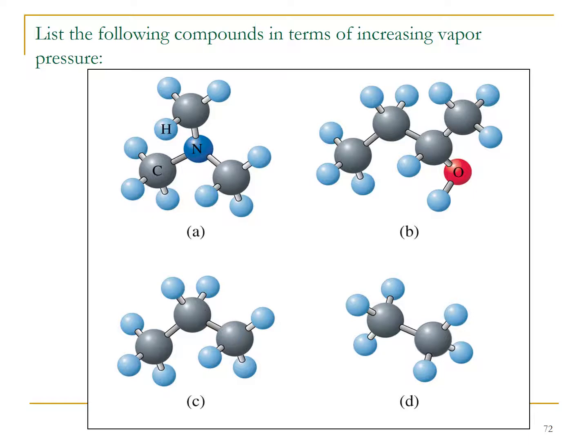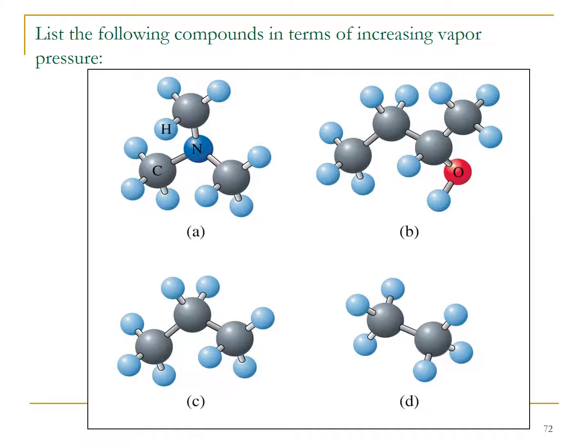Okay, so how about this one? List the following compounds in terms of increasing vapor pressure. You want to be careful because remember, vapor pressure is the opposite of boiling point. To have a high vapor pressure means you have very weak attractions, and to have a low vapor pressure means you have very strong attractions. So in terms of increasing vapor pressure, we're going to be starting with the strongest interactions to the weakest interactions.